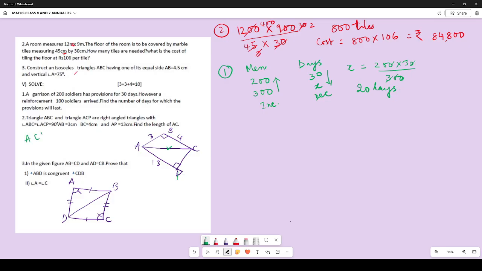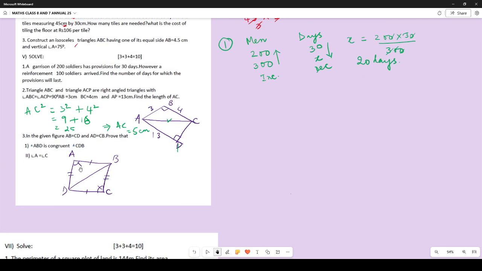So AC square is equal to 3 square plus 4 square. 9 plus 16 is equal to 25. So AC square is 25. So this implies AC is equal to 5 centimeters, right? Now in the given figure, AB is equal to CD and AD is equal to CB. Prove that this triangle and this triangle are congruent with each other.